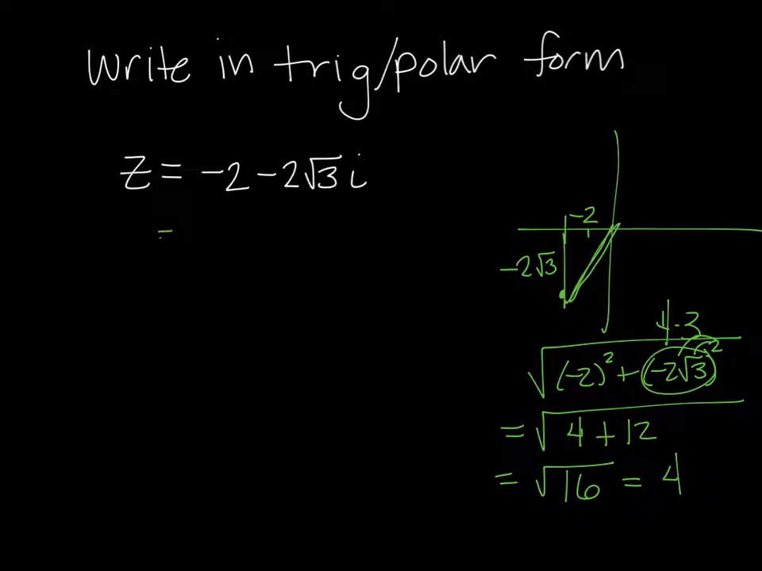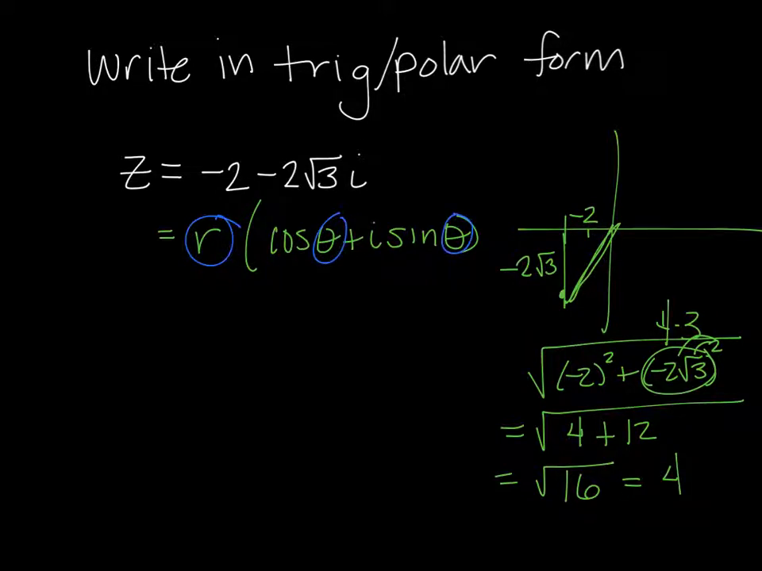Remember, my new form is going to be r times the cosine theta plus i sine theta. So our job is to figure out what is r and what is theta, and then we're done. So now I know that r is 4, so I put a 4 there. And now I just got to figure out what is theta, and I'm done. Okay, so now we got to figure out theta. We got to figure out this guy right here.